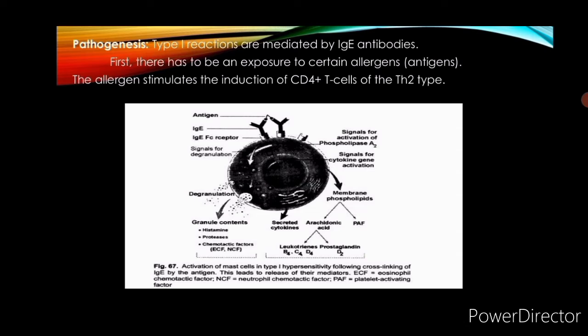In addition, eosinophils must be recruited and activated. IgE binds to Fc receptors expressed on mast cells and basophils with high affinity. The individual is poised to acquire type 1 hypersensitivity once the mast cells and basophils have been armed in this way. So, this is the image of the pathogenesis of the type 1 reaction.